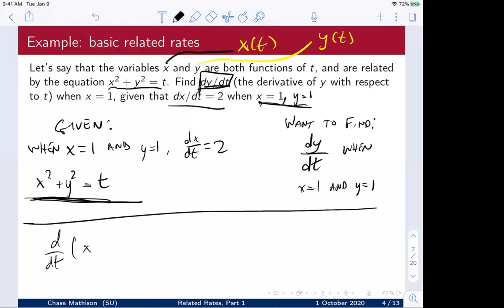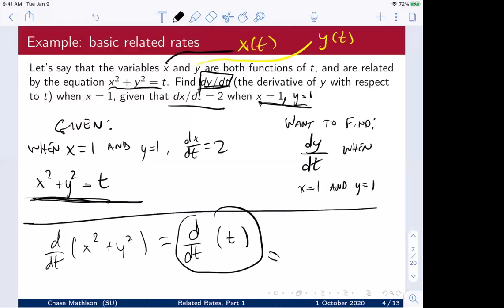So I'm going to take the derivative with respect to t of both sides of this equation. The derivative with respect to t of x squared plus y squared is going to be equal to the derivative with respect to t of t. Well, we'll do the easy side first. What's the derivative with respect to t of t? Oh, we have an answer in the chat. Isn't that 1? Yes, perfect. That's just 1.